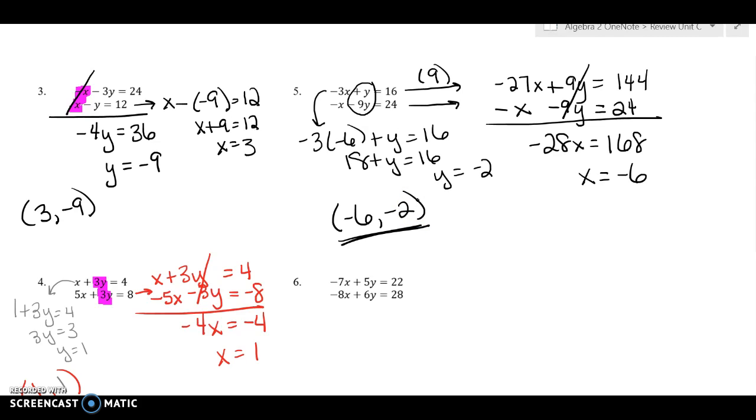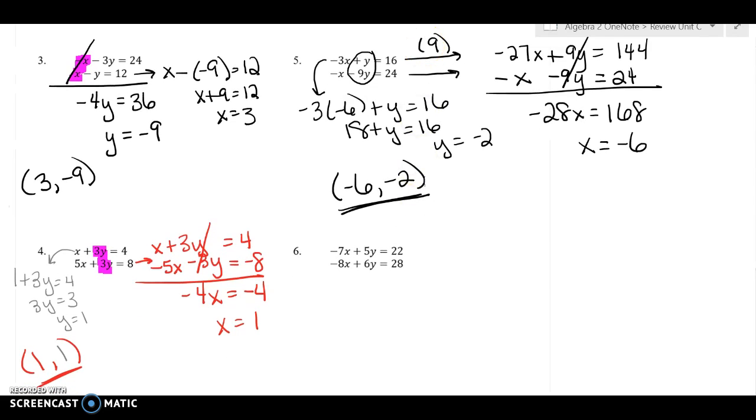I'd like you to try number 6 on your own. You can either decide to get rid of the x's or the y's. It'll give you the same answer. So you go ahead and make a decision and then try the problem. When you think you have it, go ahead and press play.